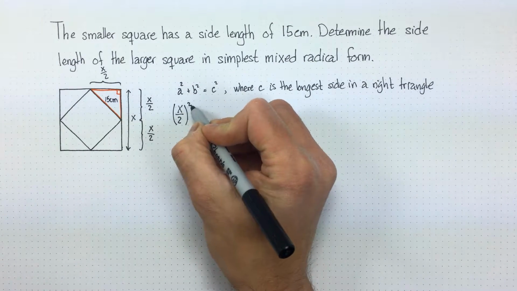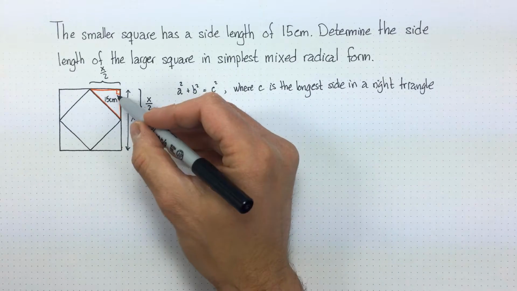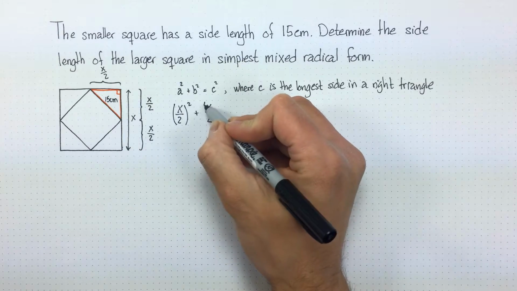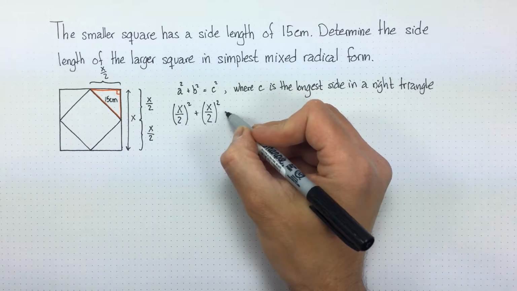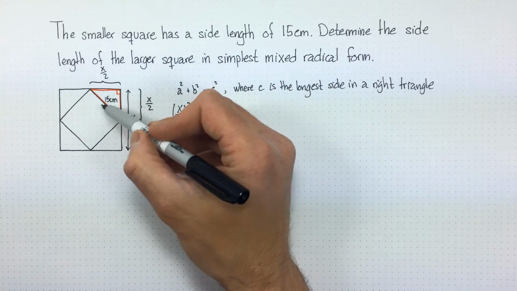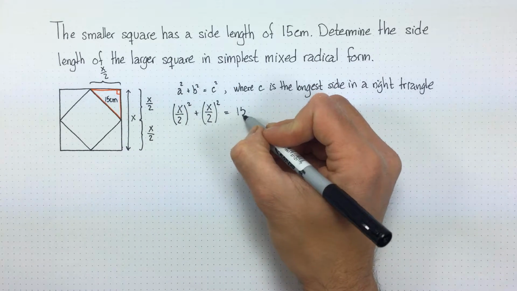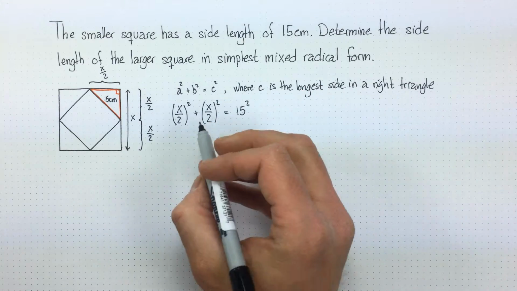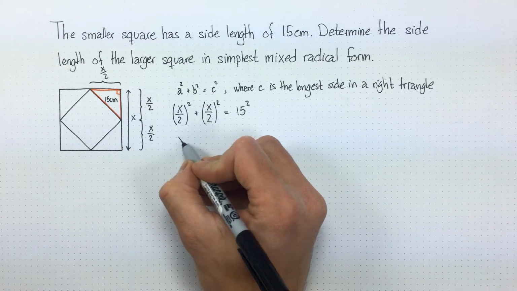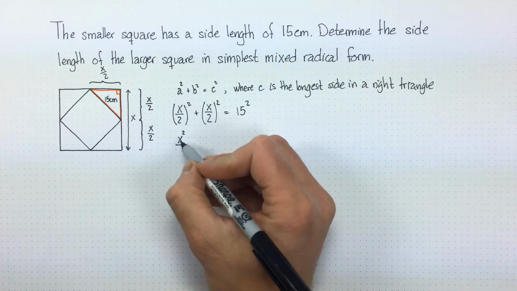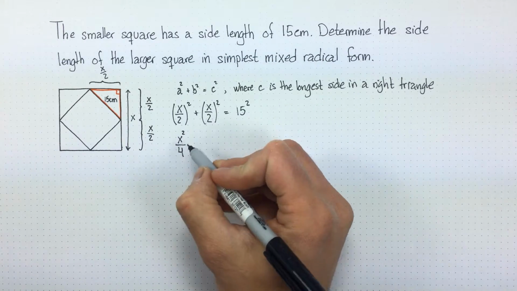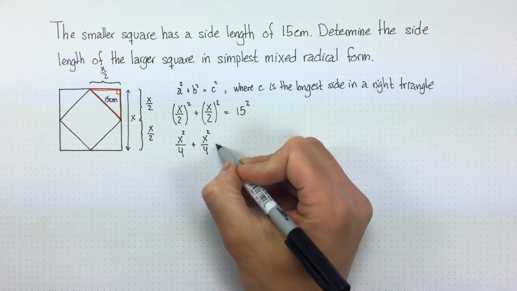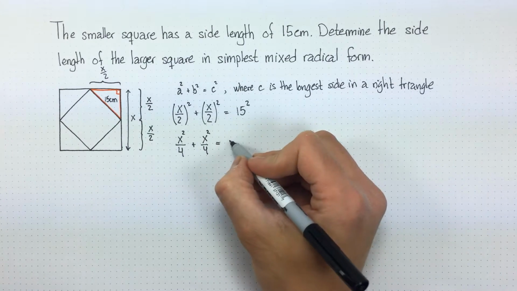squared, plus b, which would be this side, would also be x over 2 squared, equaling the length of the hypotenuse, 15 squared. Now if we square all these terms, we get x squared. 2 squared in the denominator will be 4, plus the same term again, and 15 squared is 225.